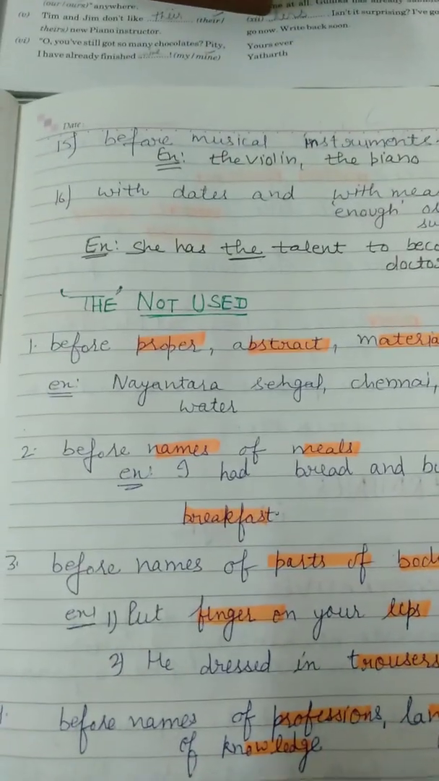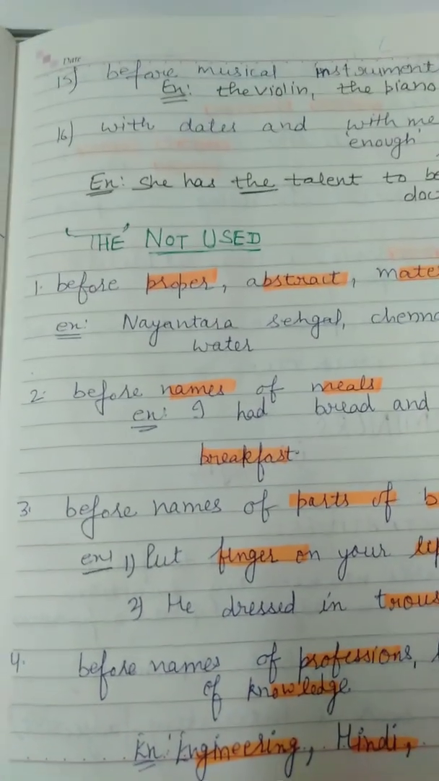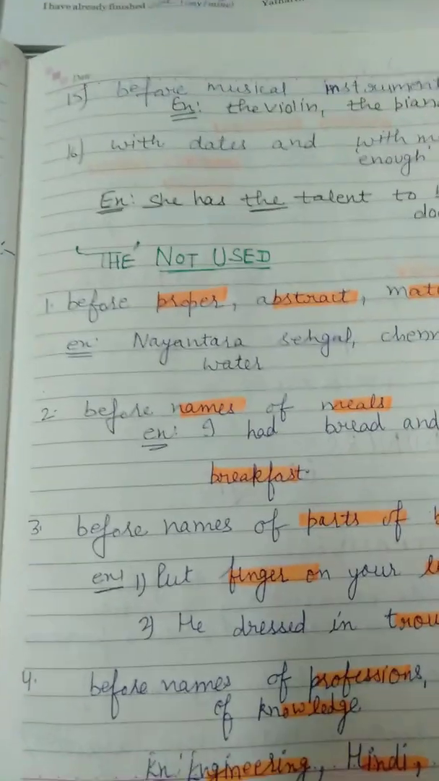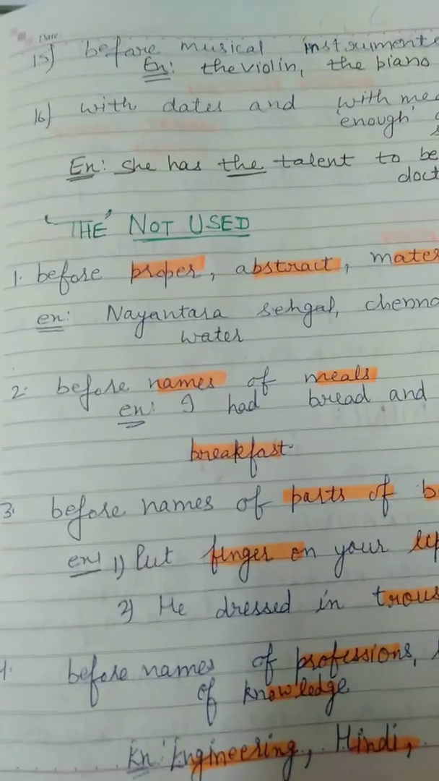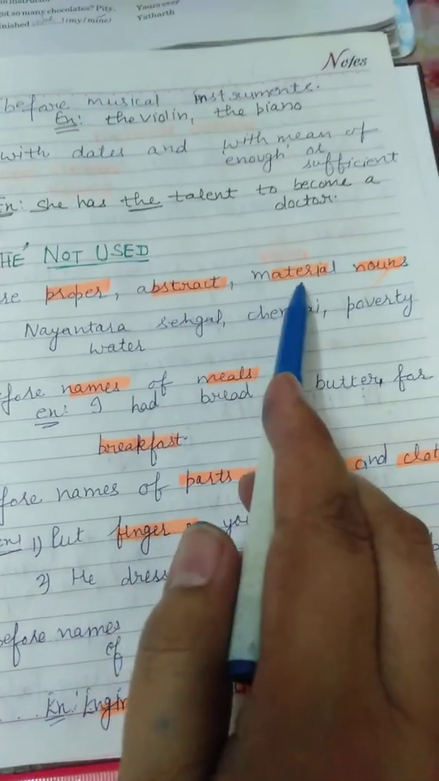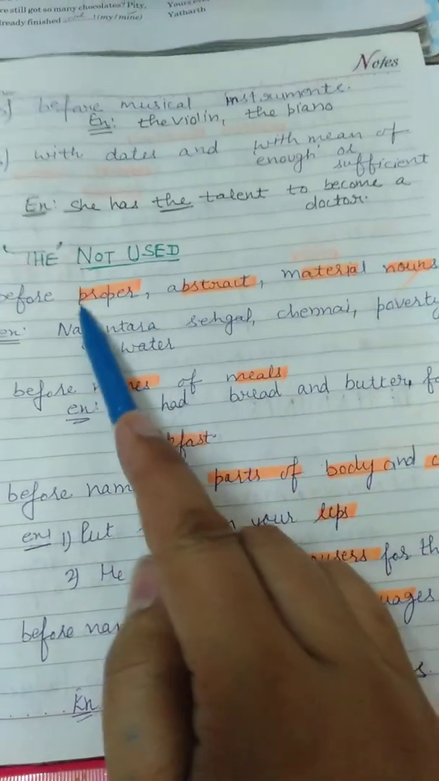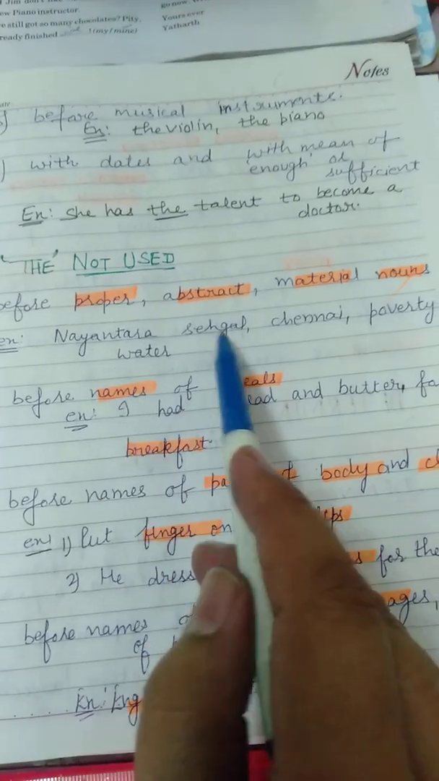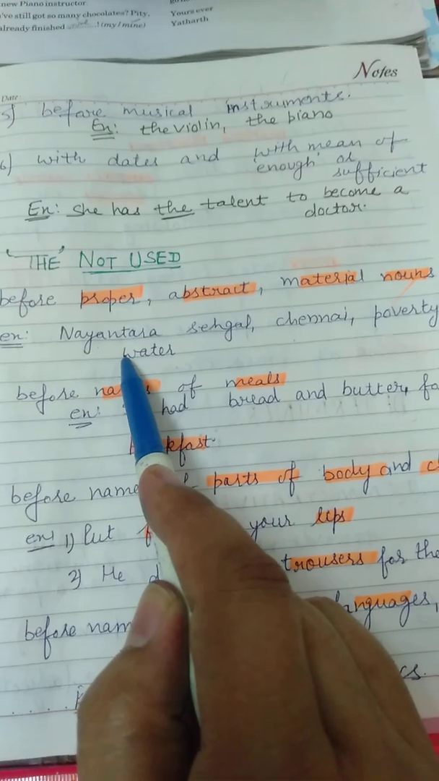So as we learned where we will not use a or an, in the same way we should know where "the" is not used. We get confused कि यहाँ तो लग रहा है the आएगा भी नहीं भी आएगा. So we should know where we will not use "the". See, before proper, abstract, material nouns, these all nouns do not take "the". Example, Nantra Sehgal, name है. Chennai, poverty, abstract noun. Water, material noun.